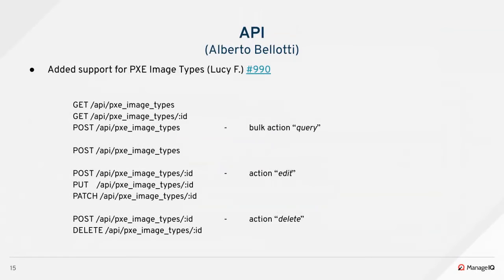Okay, Lucy introduced the Pixie image types endpoint, showing the first collection here. We have the get of querying the Pixie image types, an individual resource, or doing a bulk query to fetch several at the same time. The post for the create. Then we have the edits, the post with the action edits, or doing a put or a patch on the resource. And then we have the delete action, either a post action or a delete HTTP verb. Next slide, please.